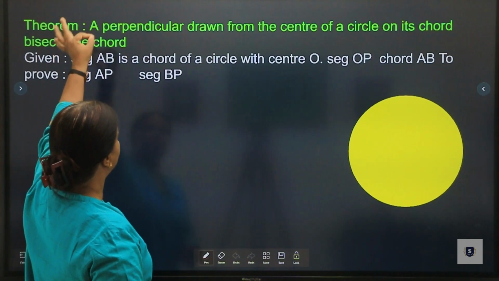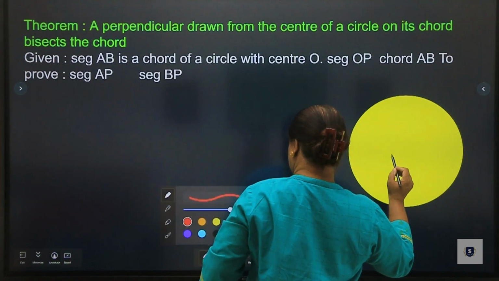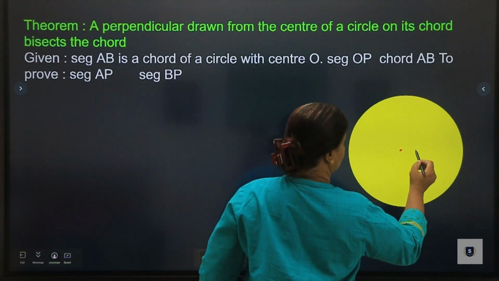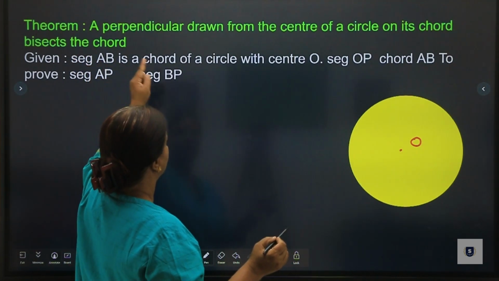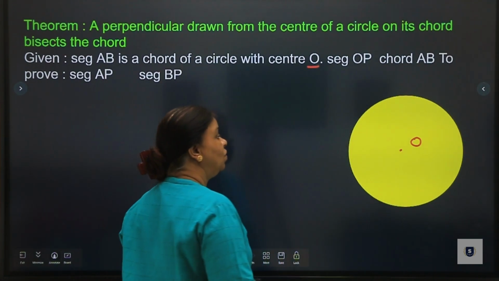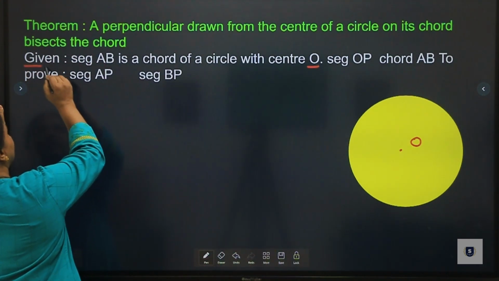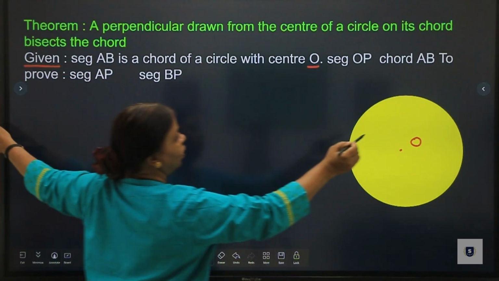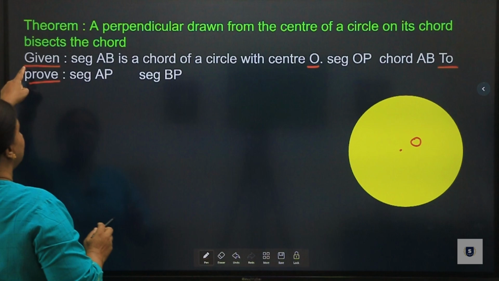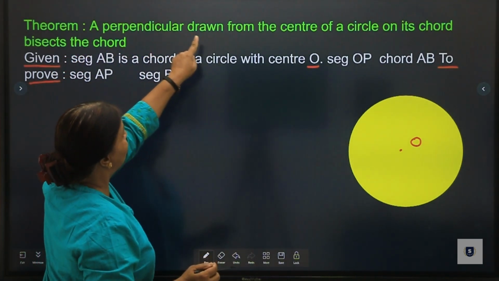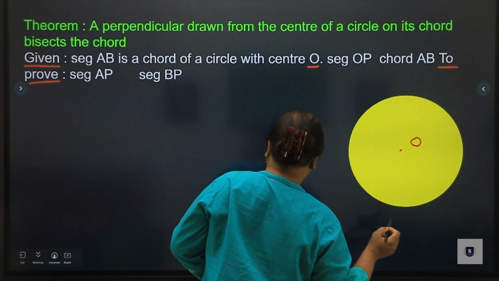And the theorem says a perpendicular drawn from the center of a circle. Let us take O as a center as it is mentioned. This we are going to write down as given. When we want to prove a theorem, first thing we will do is write what is given and then what is to prove. First thing given: a perpendicular drawn from the center, a line drawn from the center.